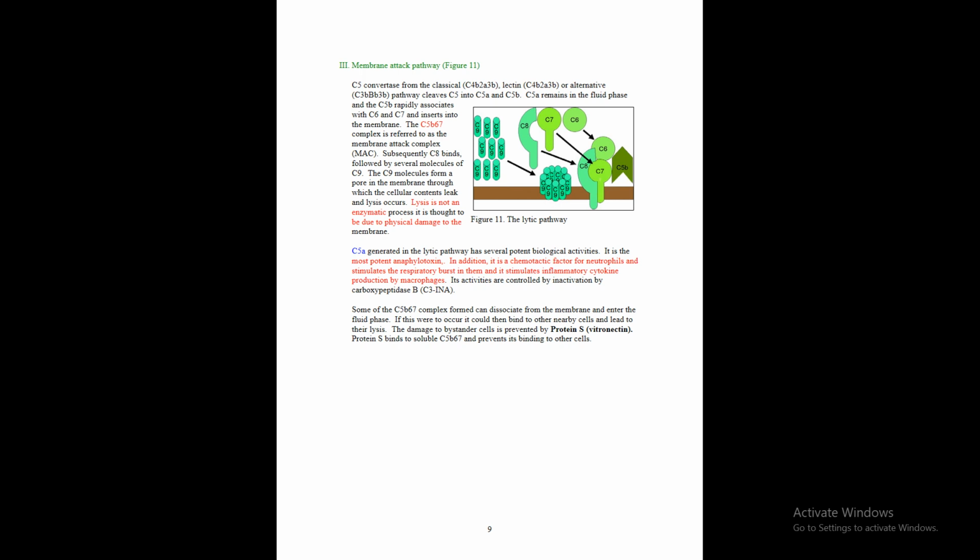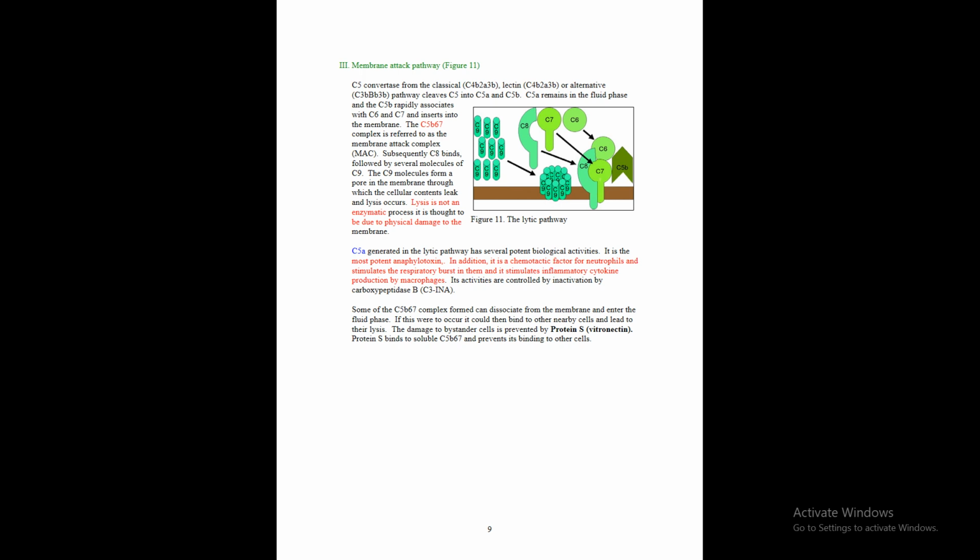The C5 convertase from the classical, lectin or alternative pathway cleaves C5 into C5a and C5b. C5a remains in the fluid phase, and C5b rapidly associates with C6 and C7 and inserts into the membrane. The C5b, 6, 7 complex is referred to as the membrane attack complex. Subsequently, C8 binds, followed by several molecules of C9. The C9 molecules form a pore in the membrane through which the cellular content leaks and lysis occurs.